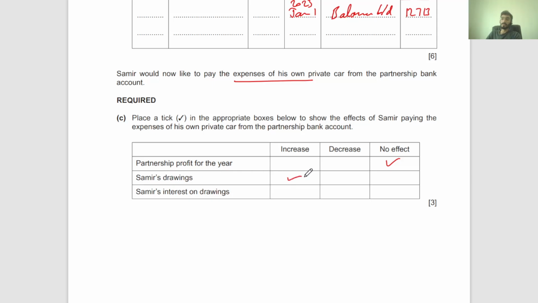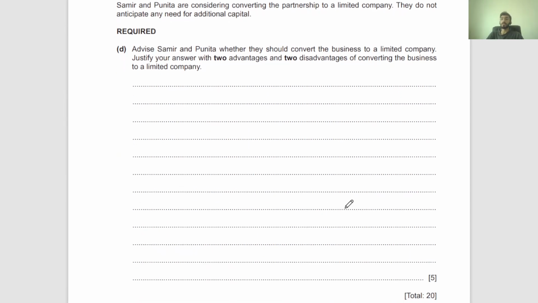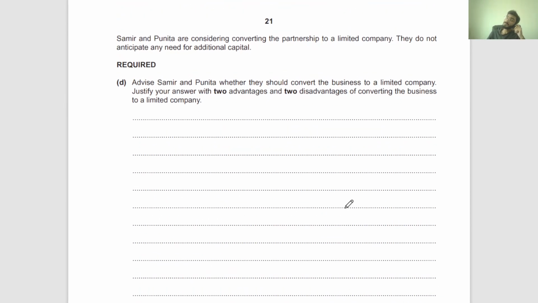We won't be counting that towards partnership profit calculation. Samir's drawings will increase if he's planning to use partnership bank account for personal uses. We'll put that in drawings. And interest on drawings is directly connected with that, right? It's directly proportional. Drawings increase, interest on drawings increase. What a question. Let's move on. 3 marks for that. Samir and Punita are considering converting the partnership into a limited company. They do not anticipate any need for additional capital. Advise whether they should convert and justify with 2 advantages and 2 disadvantages.